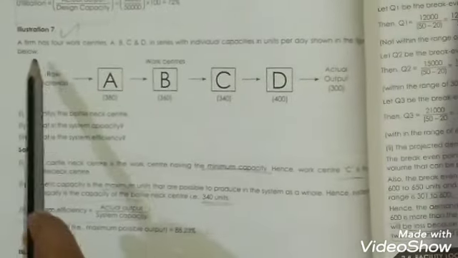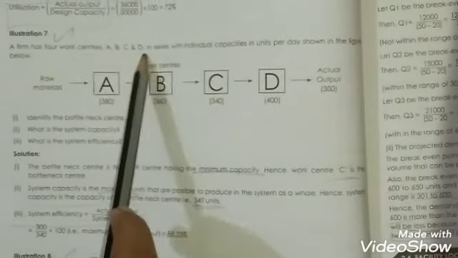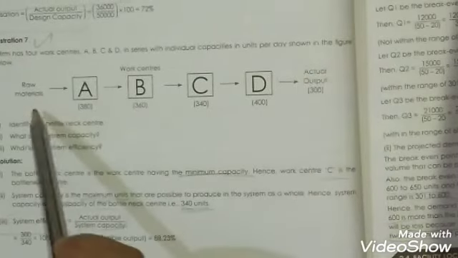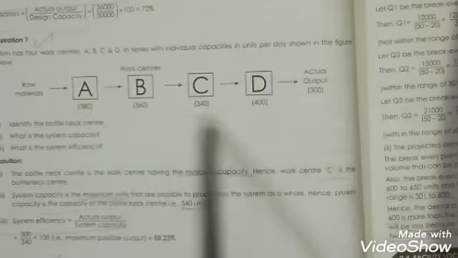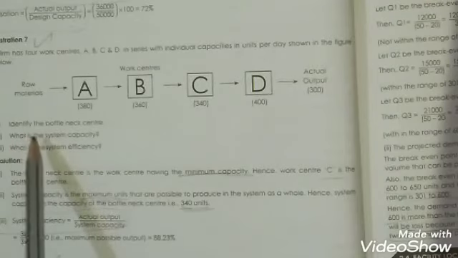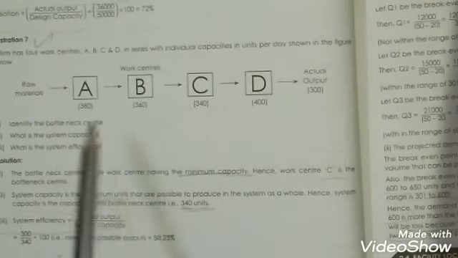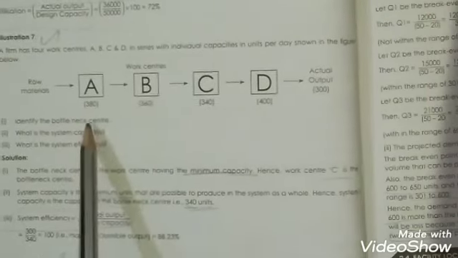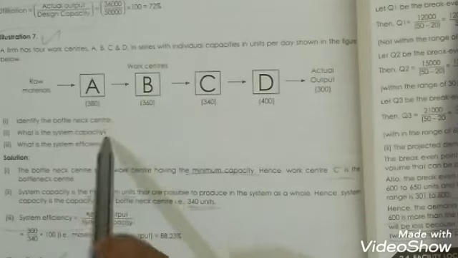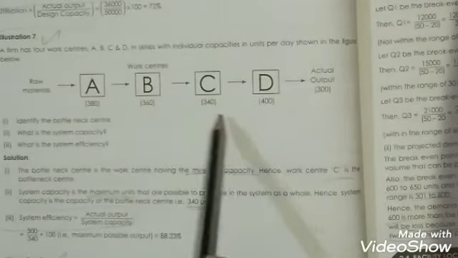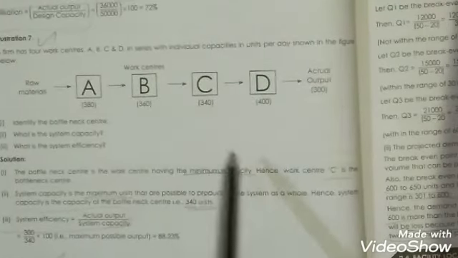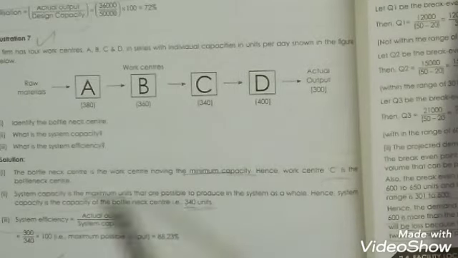In illustration number 7, a firm has 4 work centers A, B, C, D in series with individual capacities in units per day shown in the figure below. Raw materials A, B, C, D and its work center capacity, actual output are also given. So they ask to identify the bottleneck center. The bottleneck center is identified by which center has minimum capacity. So see this. The lowest is in the work center C. So we take this 340 as the minimum capacity. So hence work center C is the bottleneck center.